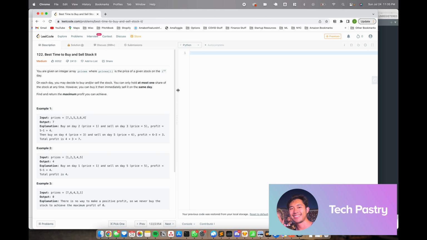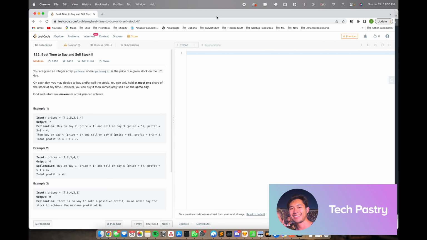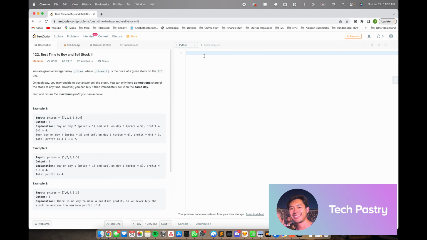And this is similar to the previous one, which is best time to buy and sell stock 1. This category of problem is sort of in the min-max range, where you're trying to optimize locally, you're trying to optimize for a specific outcome. In this problem, we're given an array of prices, and we can buy and sell the stock, and at most we can hold one share at any point in time. So when we sell, we can immediately buy on the same day. The goal is to return the maximum profit that we can achieve, and we get our prices in an array like this.